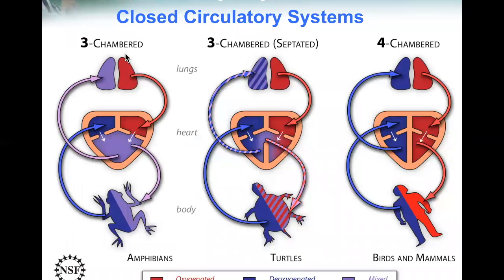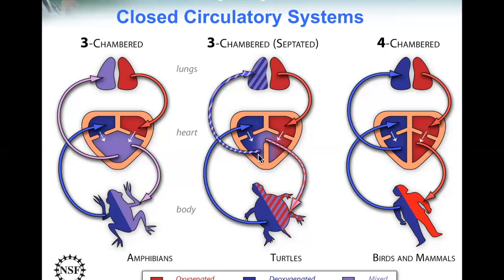So in summary, the closed circulatory systems: a three-chambered heart in amphibians, a three-chambered separated heart for turtles, and a four-chambered completely separated heart in birds and mammals. So for the three-chambered heart, mixed blood goes to the lungs, exchanged for oxygen-rich. That is pumped to the body, and then oxygen-poor blood is pumped back to the heart and mixes and continues the cycle. A three-chambered separated heart, for turtles, for instance.